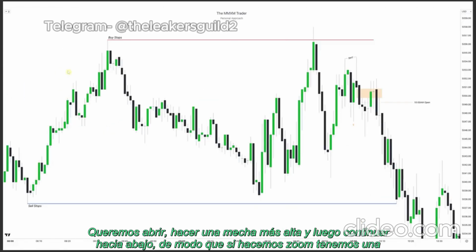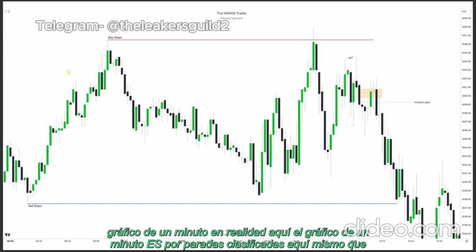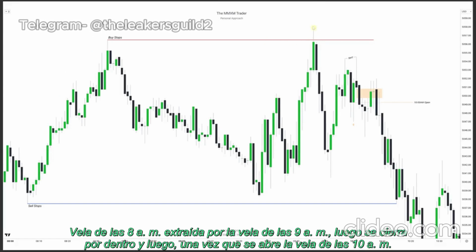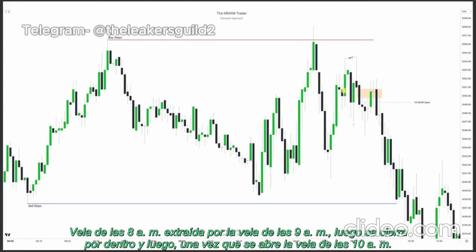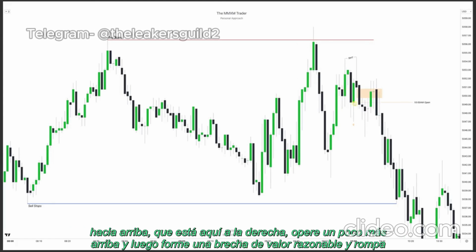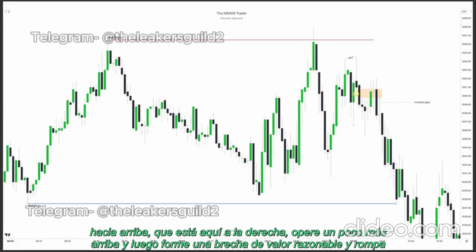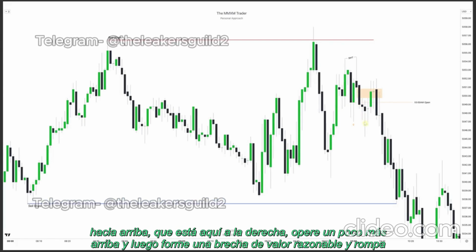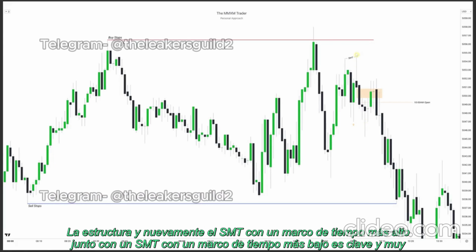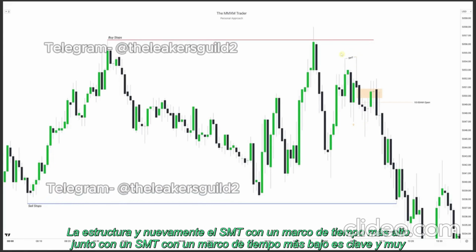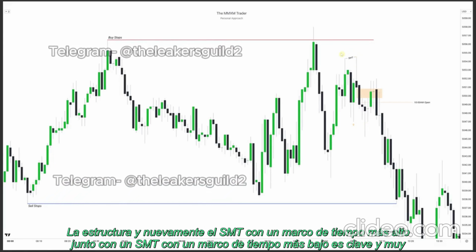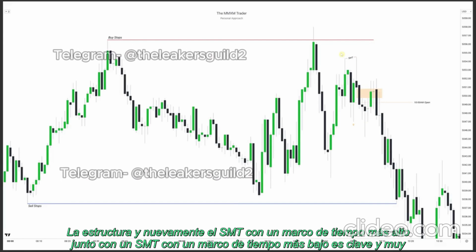So if we zoom in, we've got a 1-minute chart actually over here, the ES 1-minute chart. Buy stops raided over here, that 8 a.m. candle taken out by the 9 a.m. candle, then closed inside. And then once the 10 a.m. candle opens up, which is over here, it trades up a little bit higher, then forms a fair value gap and breaks structure. And again, higher time frame SMT coupled with lower time frame SMT is key and very powerful.